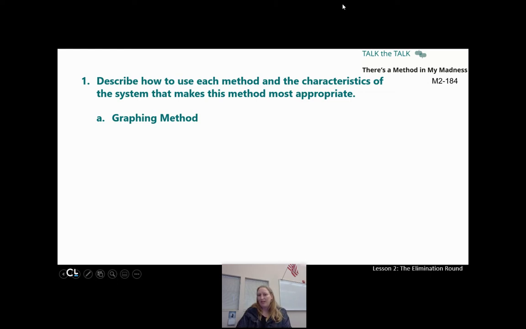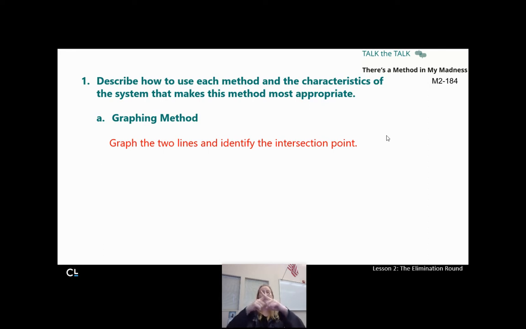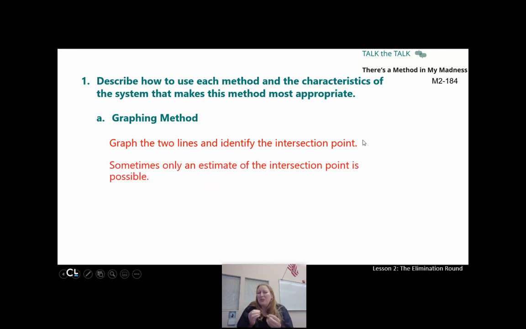So the graphing method. That was where we graph the two lines. First I'm describing what it is. We graph the two lines and we identify the intersection point. This is where they hit. Yay. The issue with this method is, first of all, sometimes it can be hard to graph them. I get that. The other issue is that sometimes you've noticed on some of the problems we've done, you only get an estimate of what your intersection point is, right?